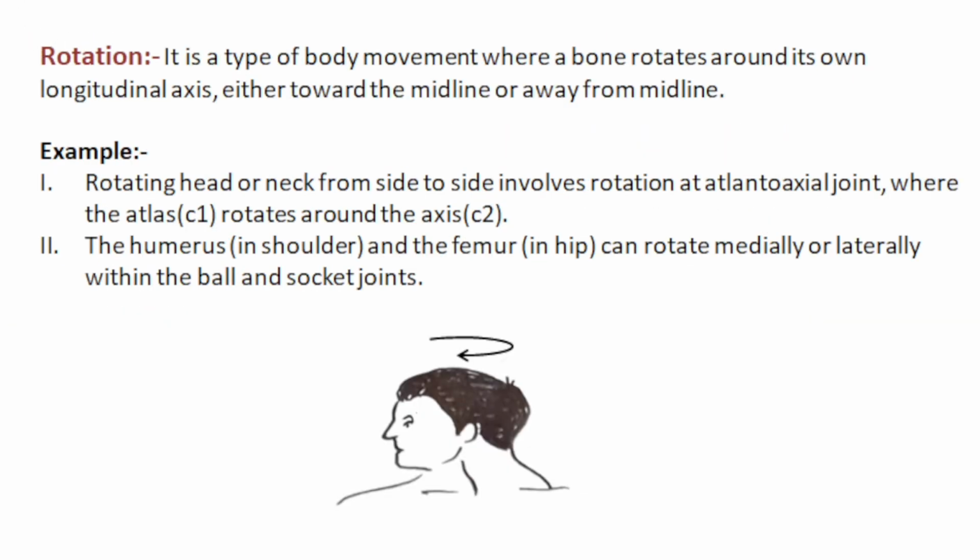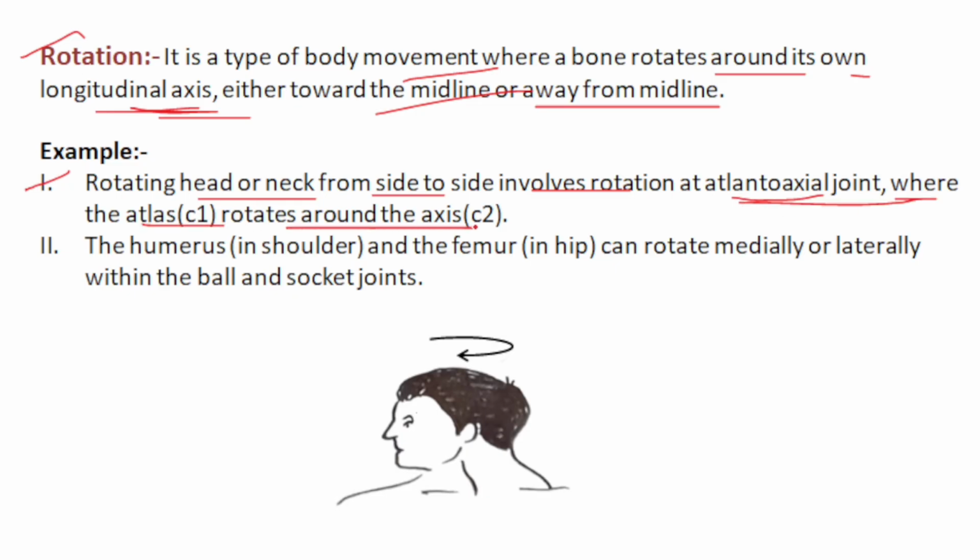Then rotation. What is rotation? It is a type of body movement where the bone rotates around its own longitudinal axis, either towards the midline or away from the midline. For example, rotating the head or neck from side to side involves rotation at the atlantoaxial joint, where the atlas C1 rotates around the axis C2. You see in this picture the rotation of the head or neck from side to side, where atlas C1 rotates around the axis. Atlas and axis are both part of the cervical vertebrae, of which there are 7. So the first and second are the atlas and axis.